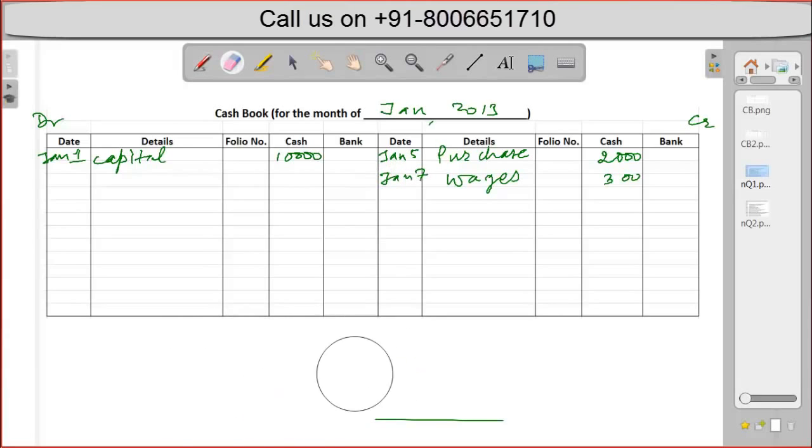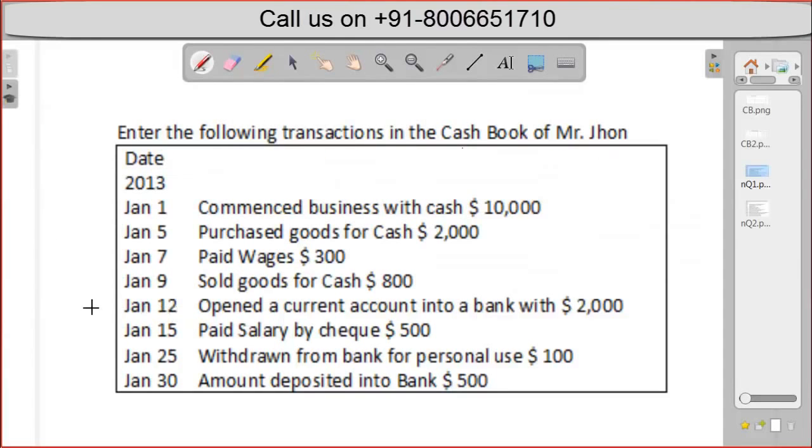So one thing you notice, that whenever we receive cash, whenever there is cash inflow, we will record that transaction on the debit side, and whenever there is cash payment, then we will record that transaction on the credit side. So what is the conclusion? That all receipts we are to record on the debit side, and all payments we are to record on the credit side. Now see the next transaction.